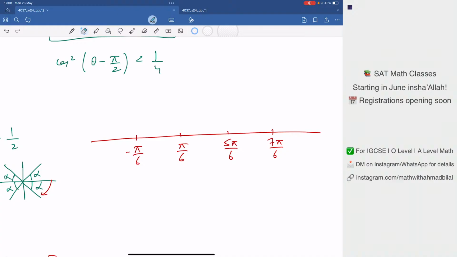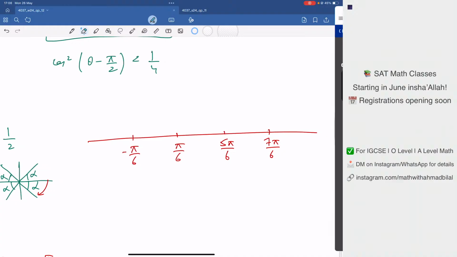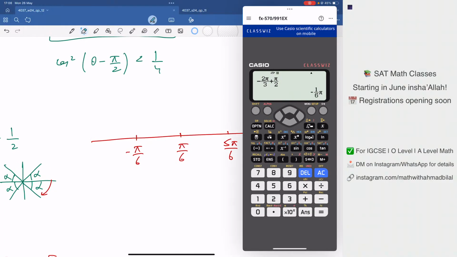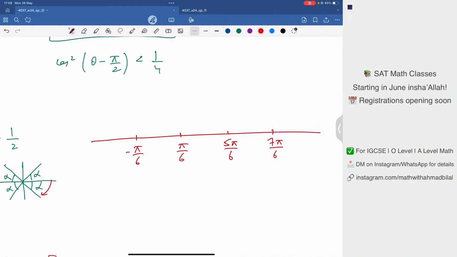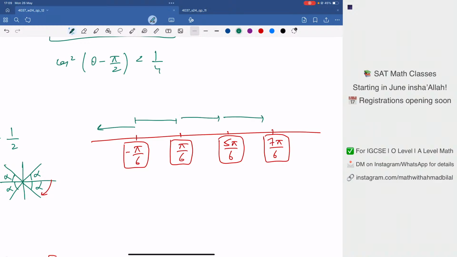Now, what do we mean by that? Let's think about this. Let's just input this in our calculator. You take one number in each of these regions. So you've got these different points. These are the critical points: minus pi over 6, plus pi over 6, 5 pi over 6, 7 pi over 6. Take one number in each of the different regions that you have in this number line. One region is on the left side here, there's another in the middle, another here, and another on the right side. Take one number in each region and see if that satisfies that inequality or not.